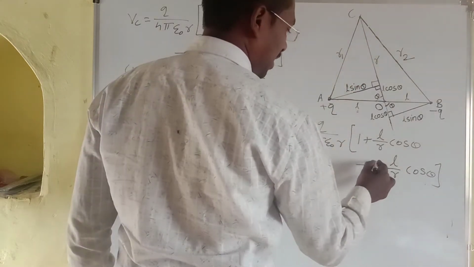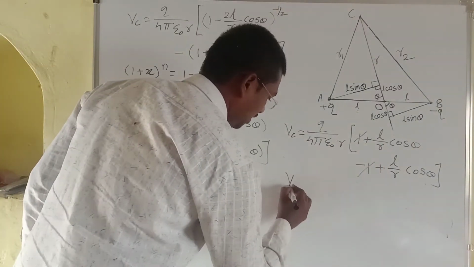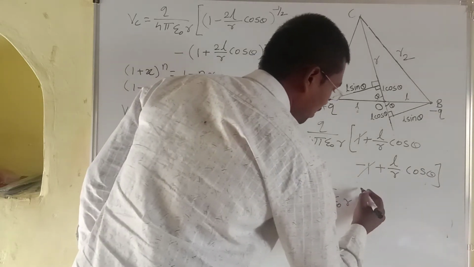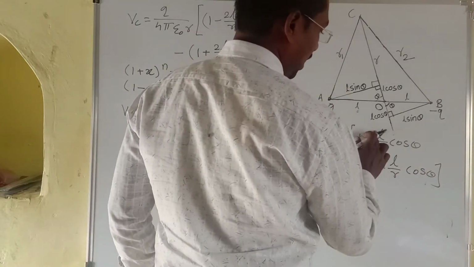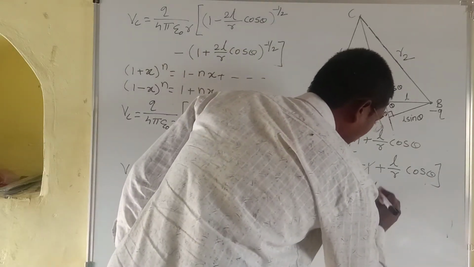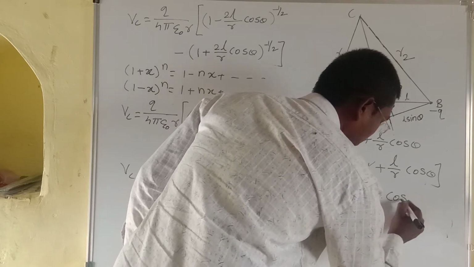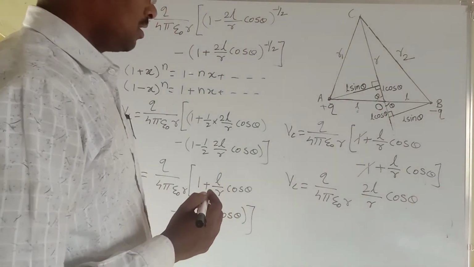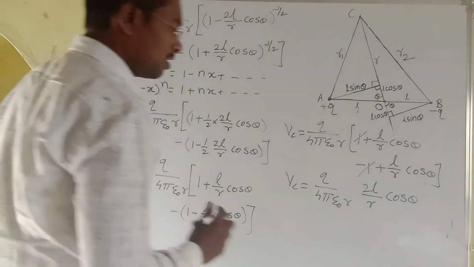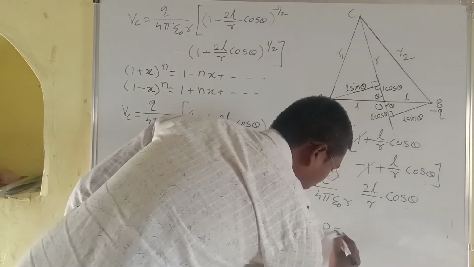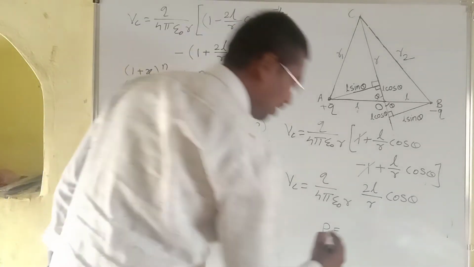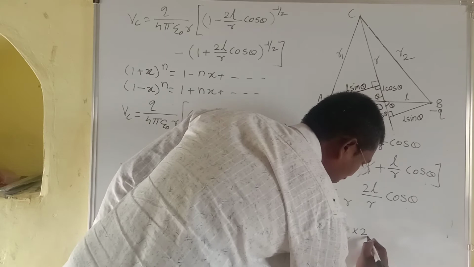This plus 1 and minus 1 get cancelled, so V_C is equal to Q upon 4πε₀R, and inside the bracket there is L upon R cos θ plus L upon R cos θ. This becomes 2L upon R cos θ. This Q into 2L can be written as P, which is called dipole moment. P is equal to Q into 2L, the electric dipole moment.